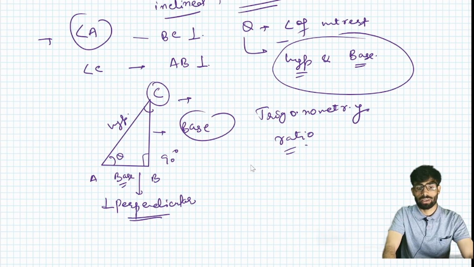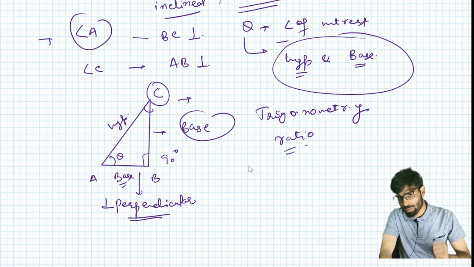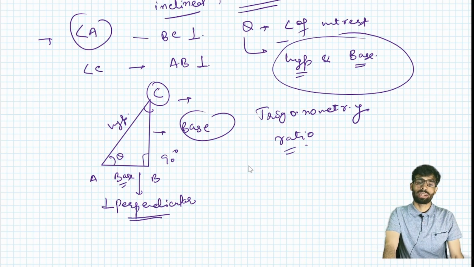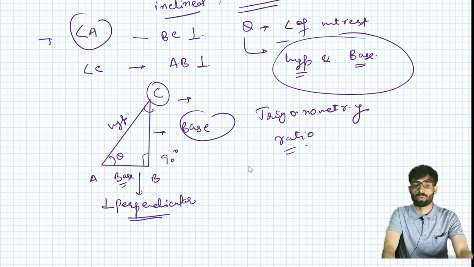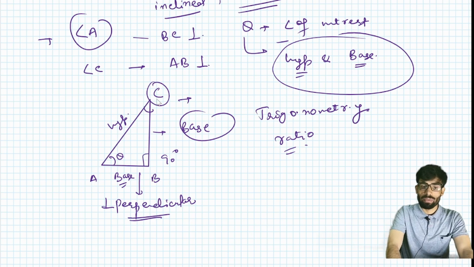So what I mentioned here, the theta or the angle of interest will always be the angle between the hypotenuse and base. It will change when you shift your angle of interest. In this case, angle A was the angle of interest, this side became base, and this was hypotenuse as usual. When I shifted my angle of interest from angle A to angle C, this side became base and this was hypotenuse.